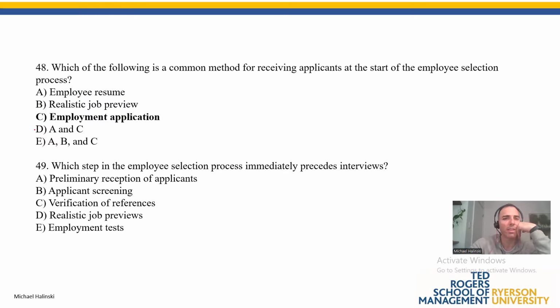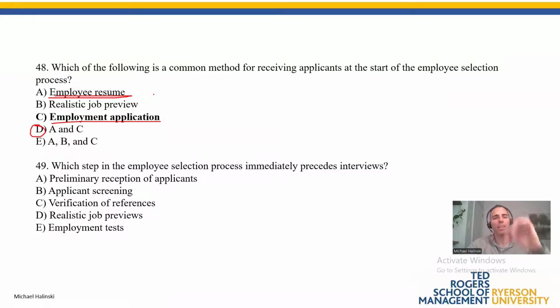Which of the following is a... wow, let me see. Did I mess up? Which of the following is a common method for receiving applicants at the start of the employee selection process? Yes, there's an error. It should be A and C. There's two different ways: an employee resume as well as an employment application.